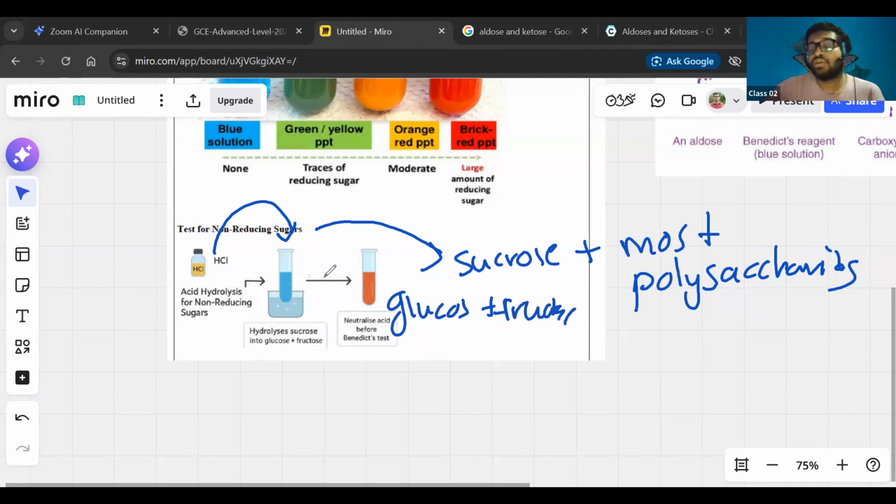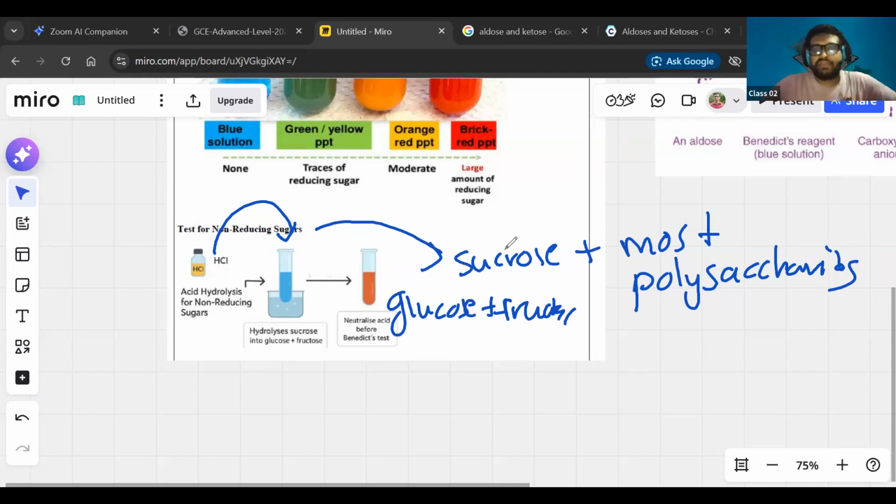Why? Because this is a non-reducing sugar. If we took this non-reducing sugar and put it directly in this reducing sugar test, it won't react. So if we need to find out whether there is a non-reducing sugar, we do this test. We take that sugar, add HCl or an acidic solution, and turn it into a solution which contains its monosaccharides.